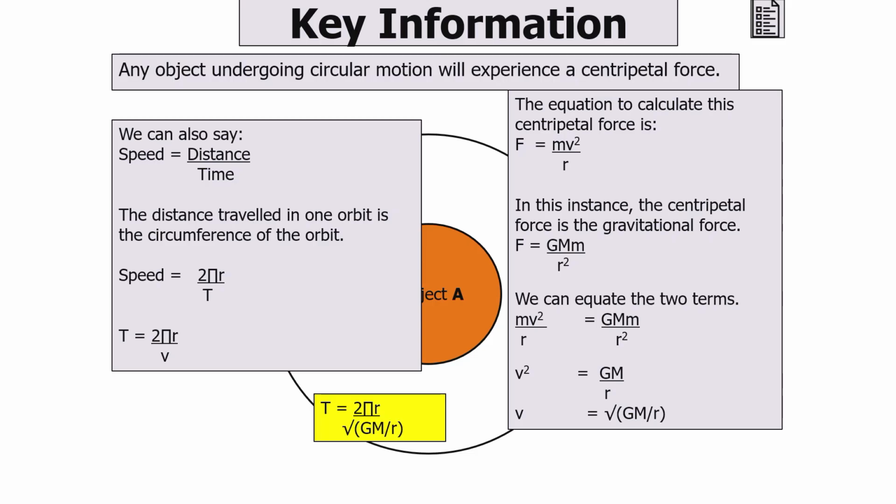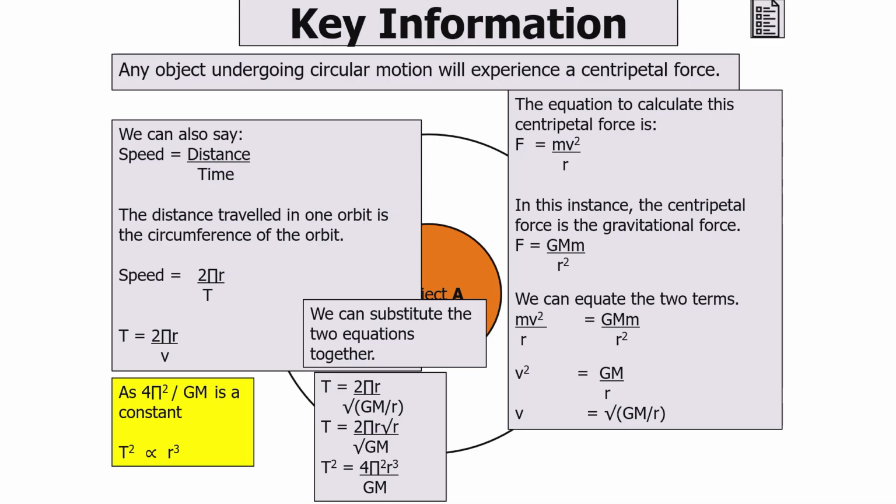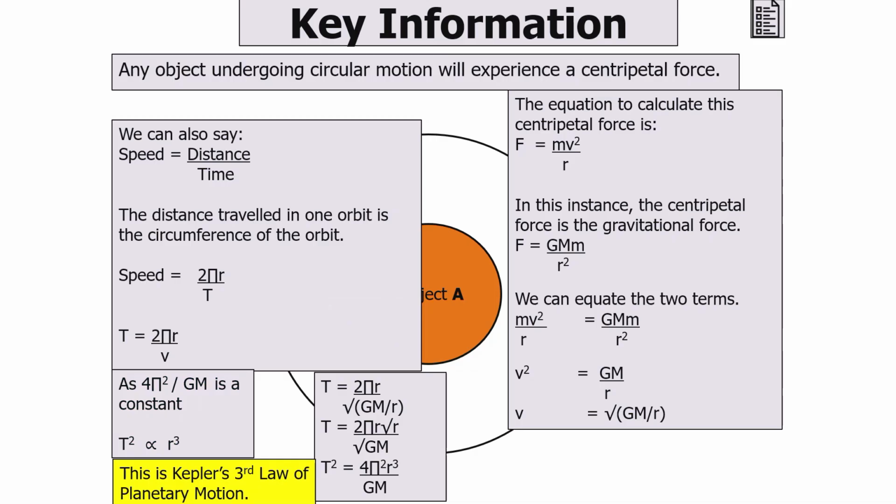Now this therefore means we can say that 2 pi r times by the square root of r divided by the square root of GM is equal to T. So therefore we can combine terms together, and what we get is T squared is equal to 4 pi squared r cubed over GM. Now we know that 4 pi squared over GM is a constant, so we can then also write this as T squared is proportional to r cubed. Now this is Kepler's third law of planetary motion.